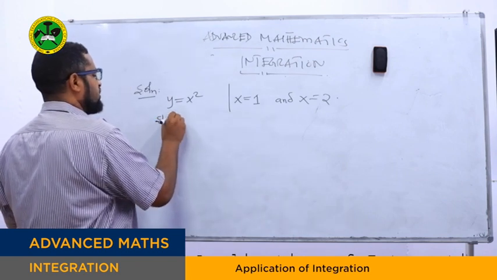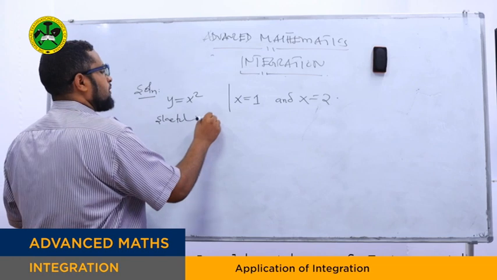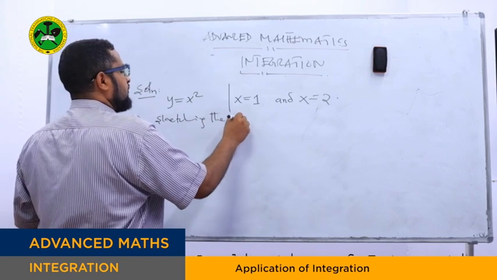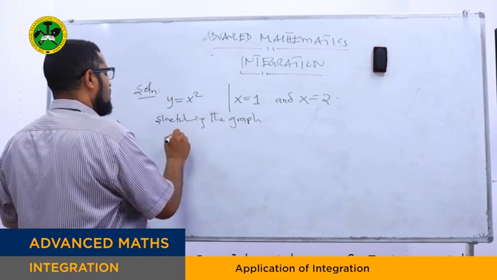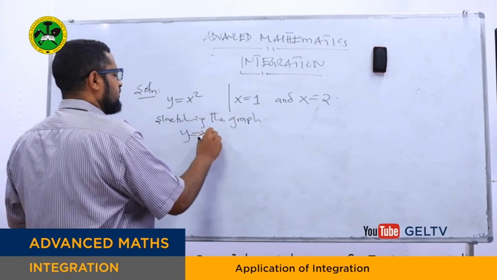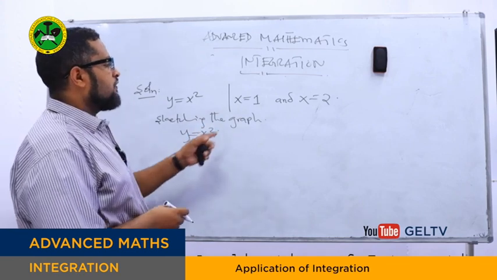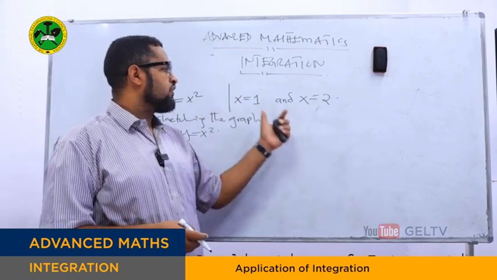Now let's sketch the graph of y equal to x squared. But you are given x equal to 1 and 2. This is the given limit.